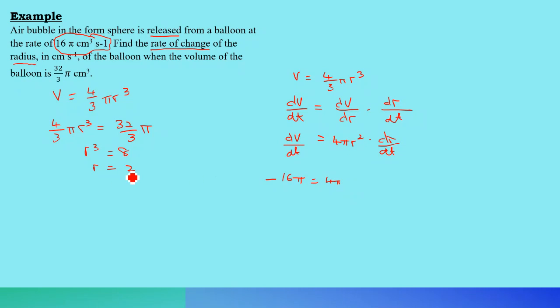What does r stand for? 2. So 2 squared, dr/dt. Okay, so from here, dr/dt will be negative 16 pi over 16 pi. So what you have is -1, and what is your unit? cm per second. That is your answer. Okay, this can be a question in paper 1. Very short and so on.